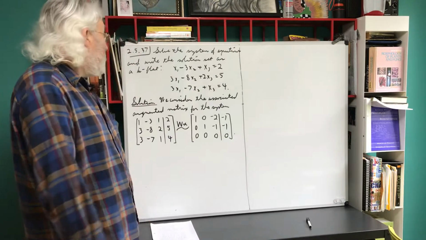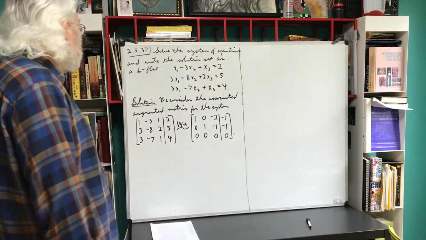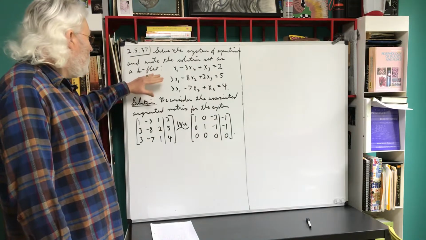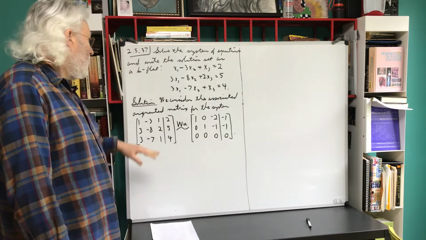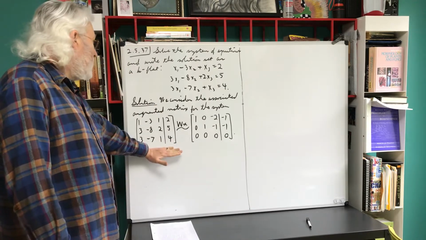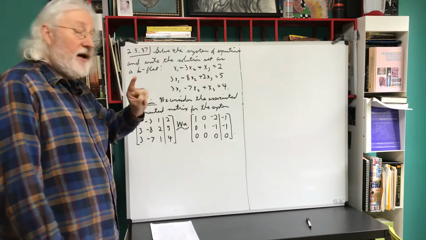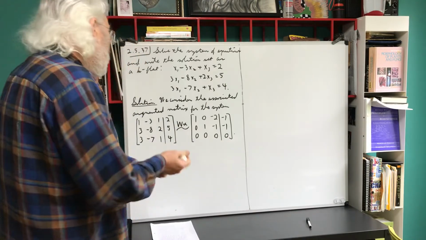Next, let's take a system of equations and write it as a k-flat. This is exercise 2.5.37. Solve the system of equations, write the solution set as a k-flat. I went ahead and wrote out the augmented matrix for the system of equations. We'll let Wolfram Alpha do the row reduction, and it produces this.